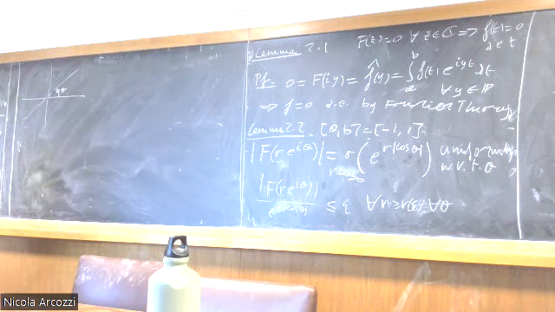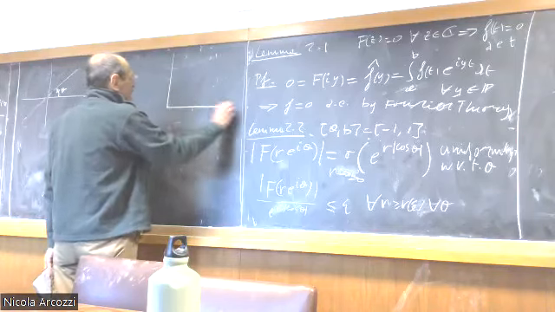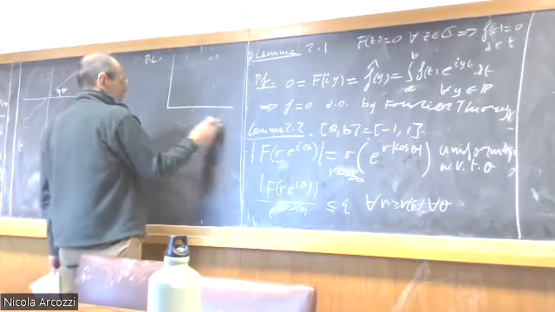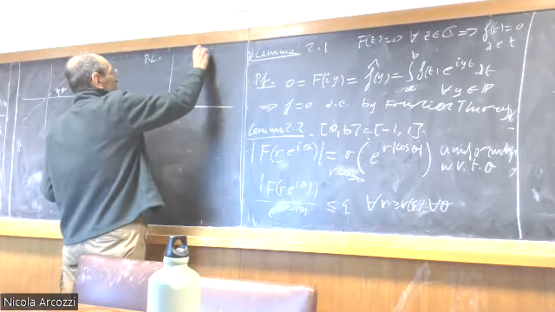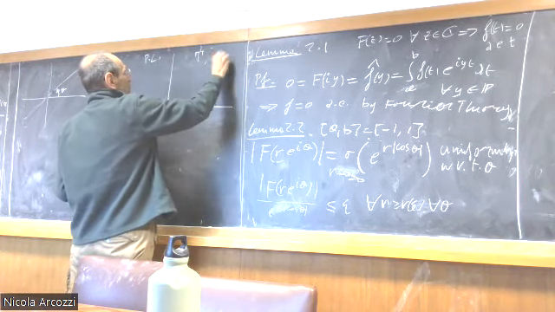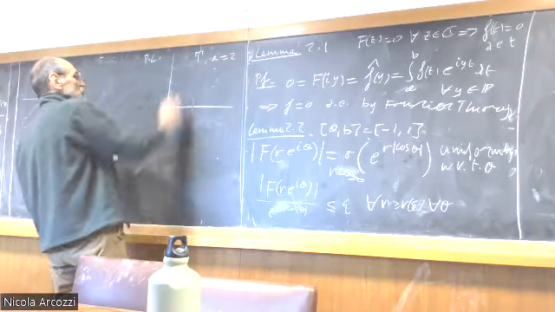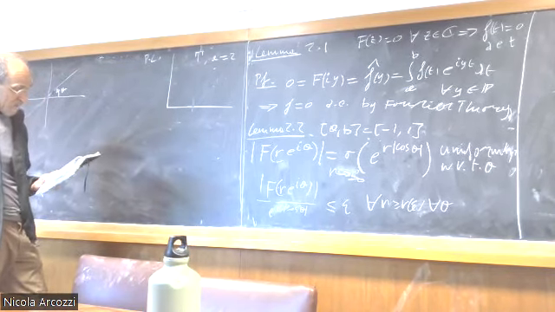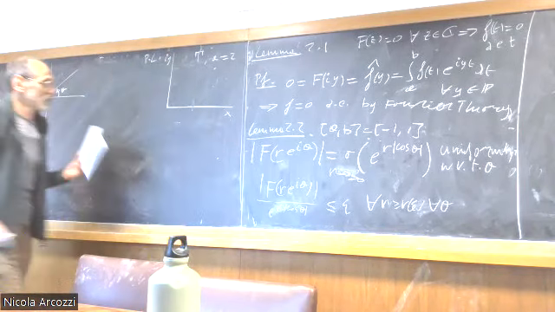So the idea is that we want to apply the Phragmén-Lindelöf principle to this angle. That's what I call T. So it is the angle we saw before, which corresponds to the parameter A equal to 2. Okay, so here we have x, and here we have minus 1 and 1, x positive.